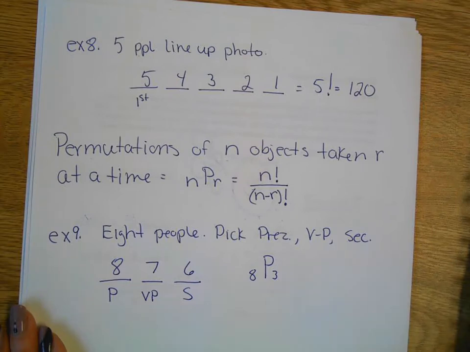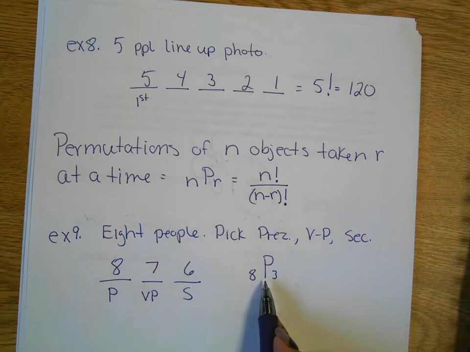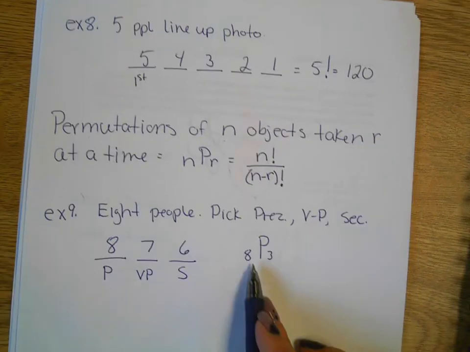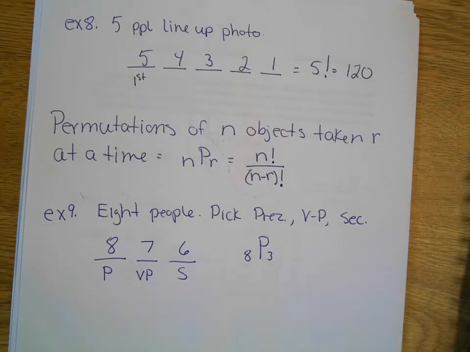Both of these are going to give you the same answer. But if you like the nPr, let's refresh your memory on how to type it in. You've got to get your 8 going first before you get the nPr. Then go to Math, over to probability, nPr, and we're using 3 of them.